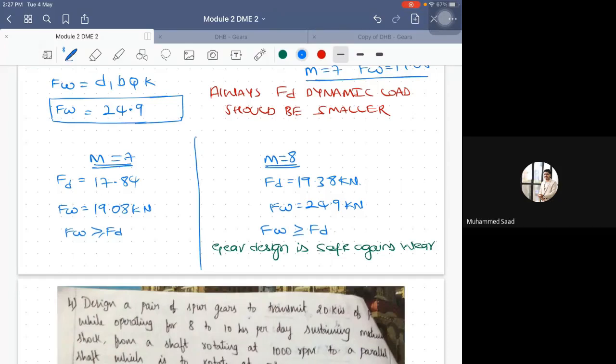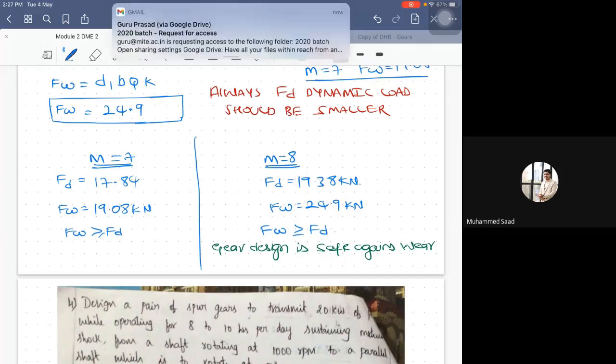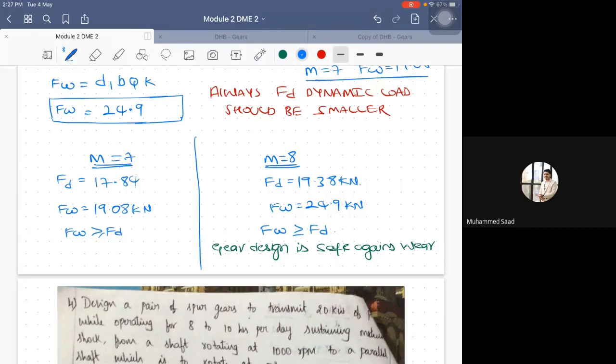Whoever calculated the module number 7, I am asking you. So the dynamic load is lesser when compared to wear load. Here also you can write what? Here also you can write: therefore, the gear design is safe against the wear.